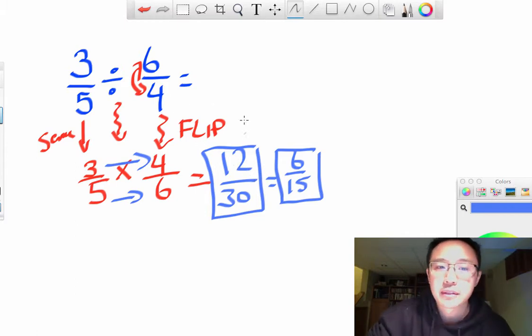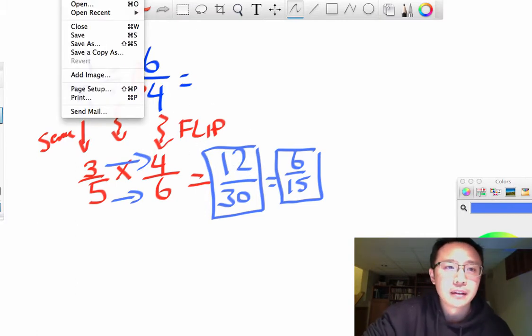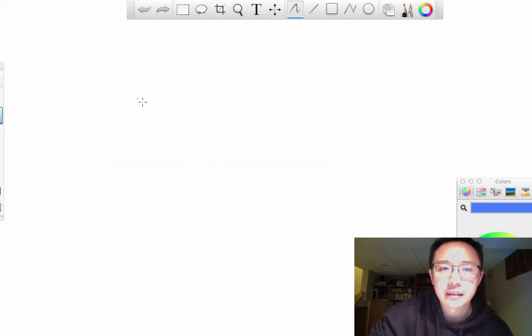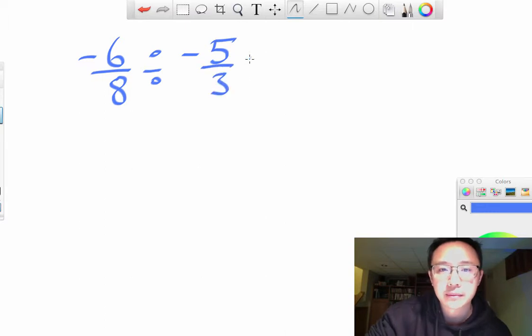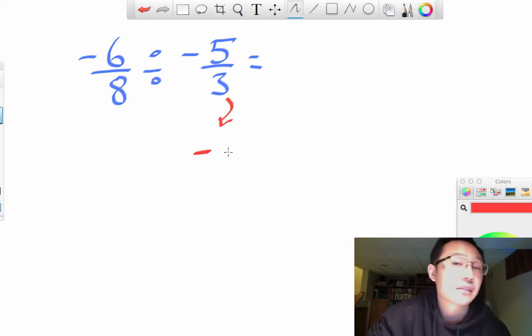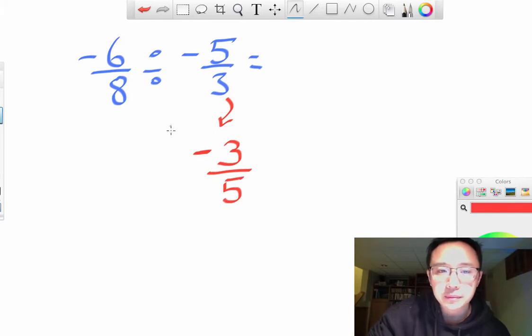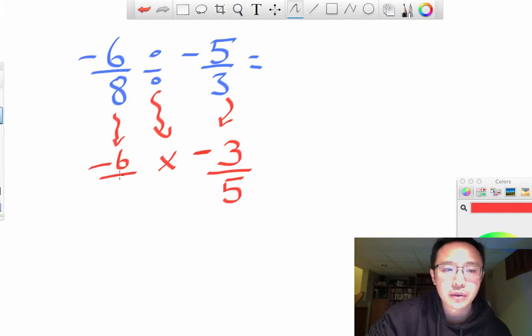All you have to know for division is flip and change to the multiplication sign. Let's try another one with maybe a negative sign. So let's go negative 6 over 8 divided by another negative 5 over 3. When you see a division question, just flip the second one. Your negative sign will still stay in the same place, so you don't have to flip the negative sign. So this becomes negative 3 over 5. This changes into multiply. This stays the same, so negative 6 over 8.